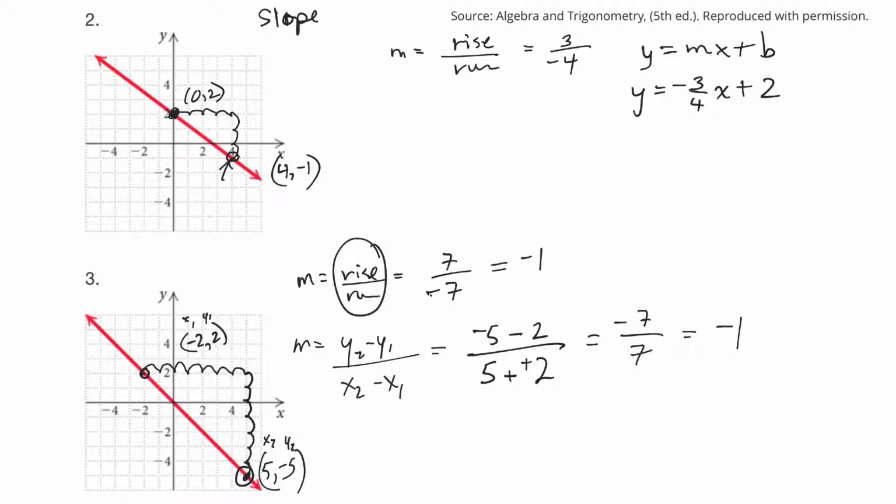The equation of the line, if you wanted to write that, is y equals mx plus b. So y equals, the slope is -1x, and the y-intercept is right at 0. So I could write +0, or I wouldn't even need to write that. I could just write y equals -1x. So that's how to find slope.